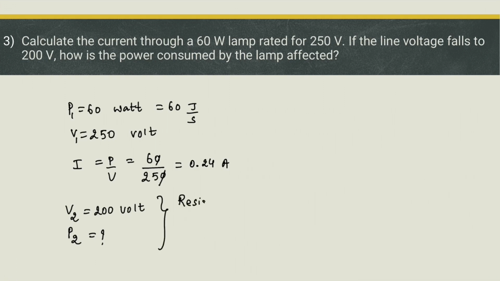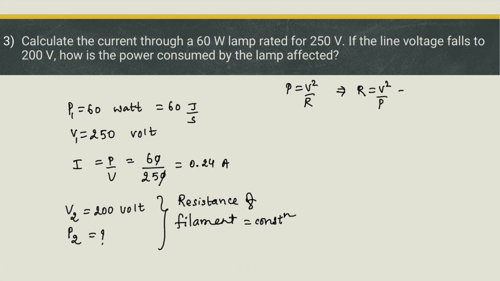Resistance of the filament does not change. It remains constant. So we can use this particular fact to find out new power. P is equal to V square upon R. So from here we can say R is equal to V square upon P, and that is constant value. So V1 square upon P1 is equal to V2 square upon P2.